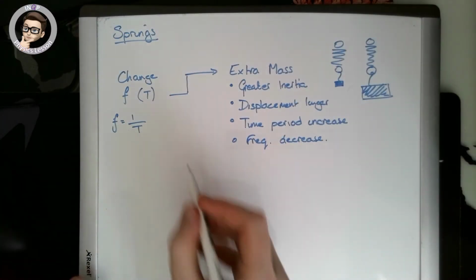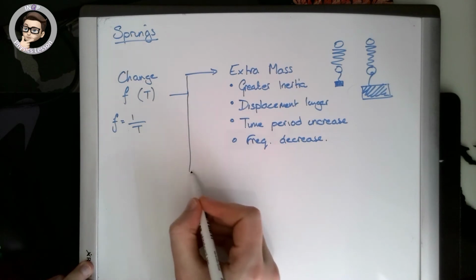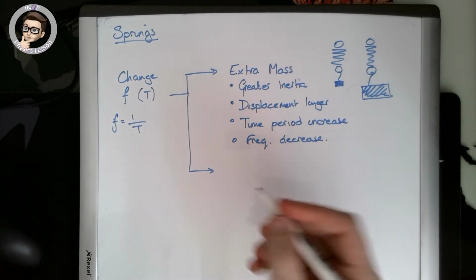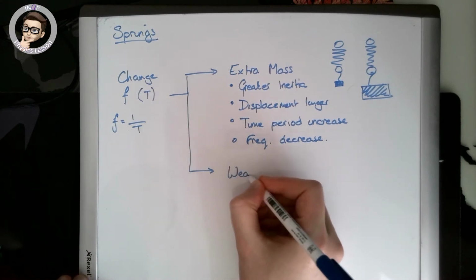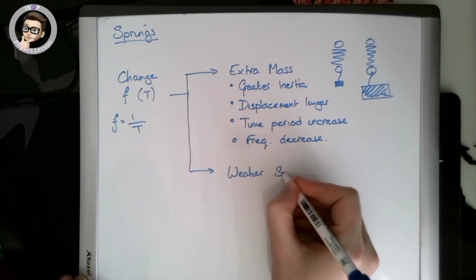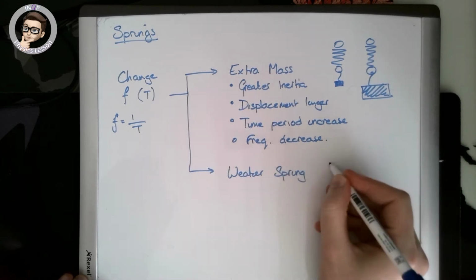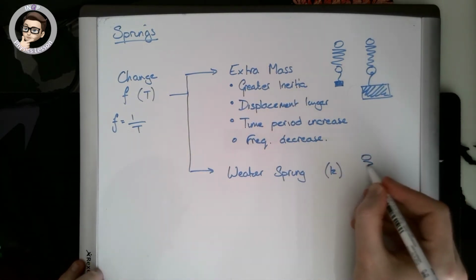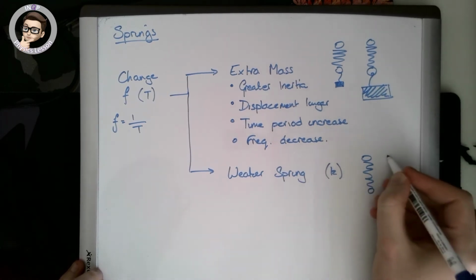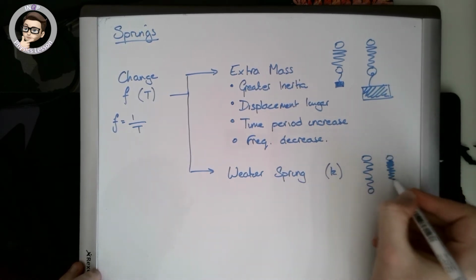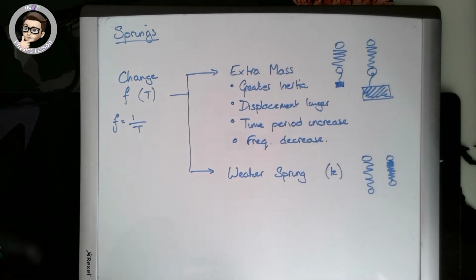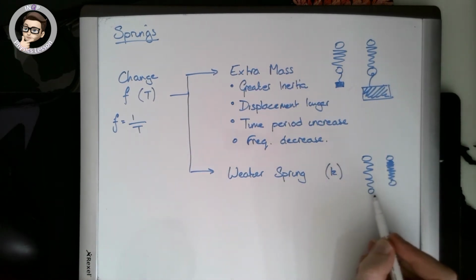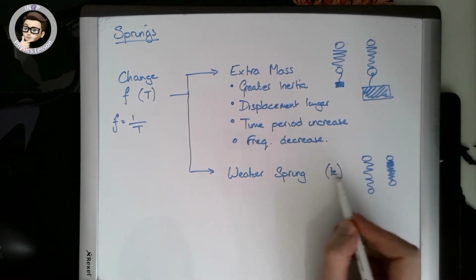Let's talk about the second one. What else can change it? Well, the weaker the spring is. And we define the spring by the spring constant, k. Now, a weak spring might look like that, and a strong spring might look like that, because it needs more force to pull this by a meter than it does to pull this by a meter. Remember that that's what we're talking about when we talk about the spring constant.